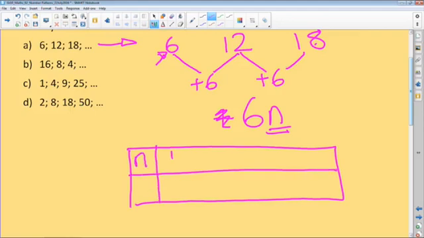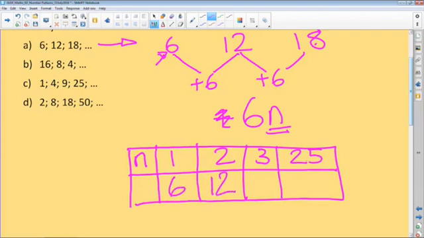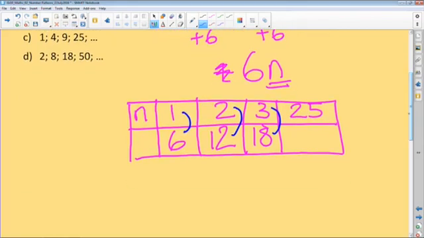Here's my n: term number 1, term number 2, term number 3, and I'm going all the way to term 25. Term number 1 was 6, term number 2 was 12, term number 3 was 18. What is the relationship between 1 and 6, and does it continue for 2 and 12? And can it be replicated again for 3 and 18? Yes, it can. It's going to be 6n.